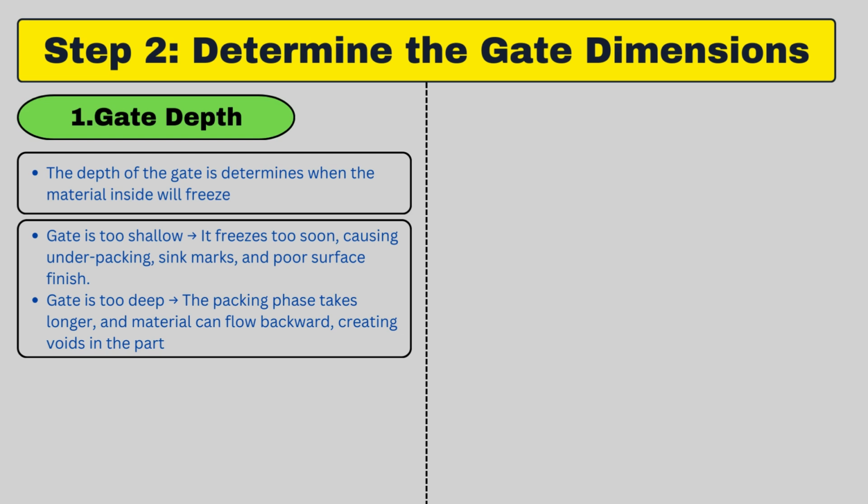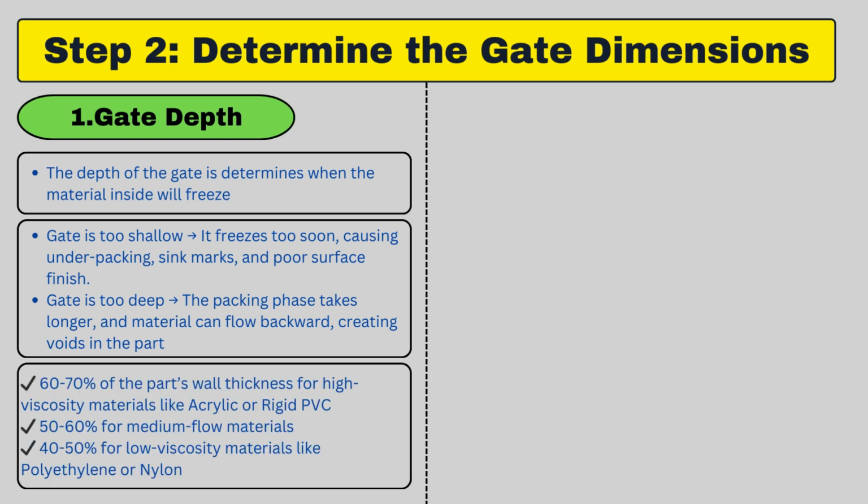So what we can do is take the gate depth 60 to 70% of the part wall thickness for high viscosity material like acrylic or rigid PVC, and we can take the gate depth 50 to 60% of the wall thickness for medium viscosity material flow, and 40 to 50% for low viscosity material. So like that we can choose as per the material viscosity. If you are not confident, then you can choose the minimum gate depth. Later we can increase it step by step in the revision.